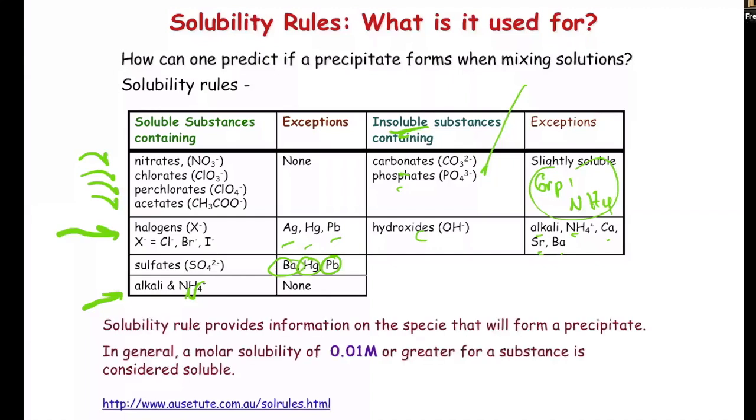By the way, in general, a molar solubility of 0.01 or greater for a substance is considered soluble. So when something in the order of 0.01 molar or higher goes into solution, then it's considered soluble. If it's less than 0.01, then it's considered insoluble. That's what the solubility rules tell us.